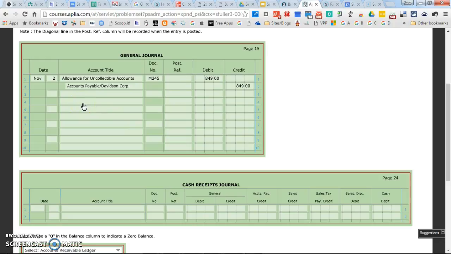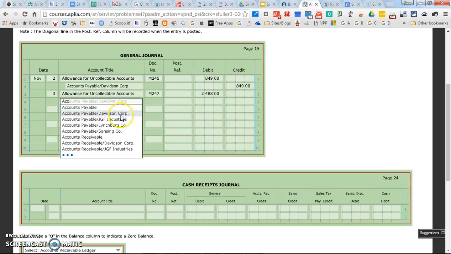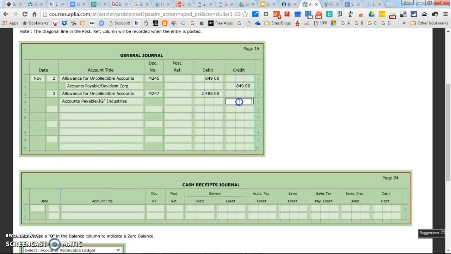Okay, transaction 2, November 3rd, wrote off JGF Industries past due account as uncollectible, $2,488. So our date is the 3rd. Allowance for uncollectible accounts. Document number is M247. It's a debit of $2,488. Then our second line for that is accounts receivable, JGF Industries, a credit at $2,488.